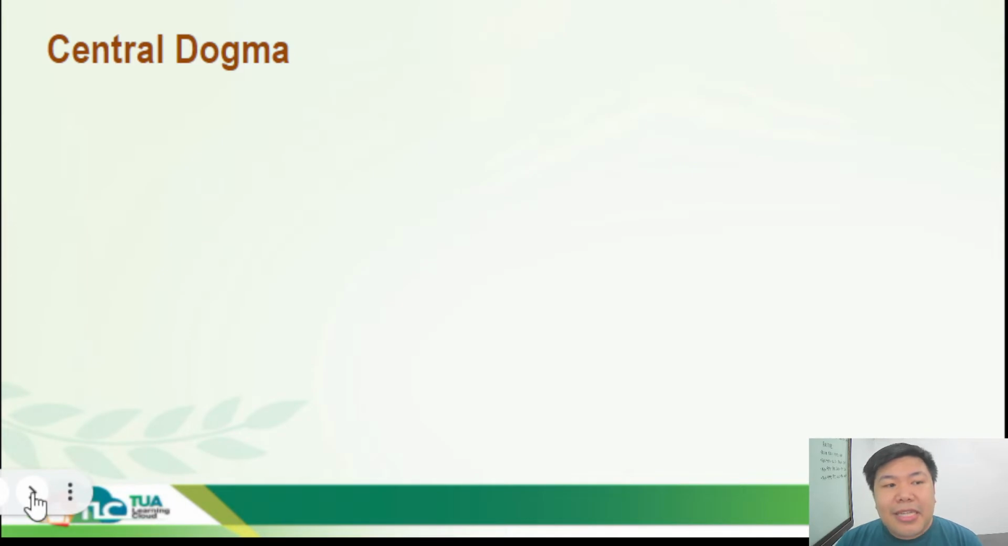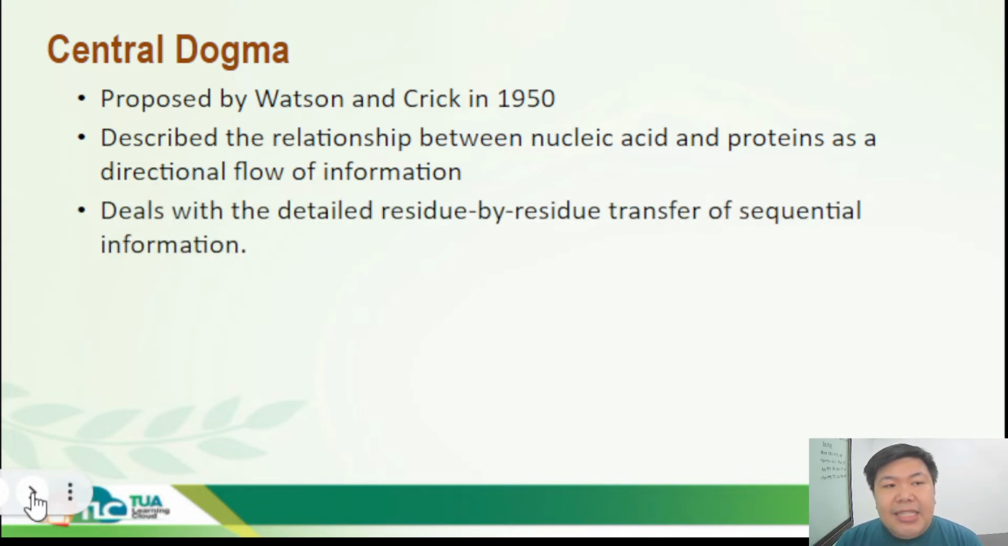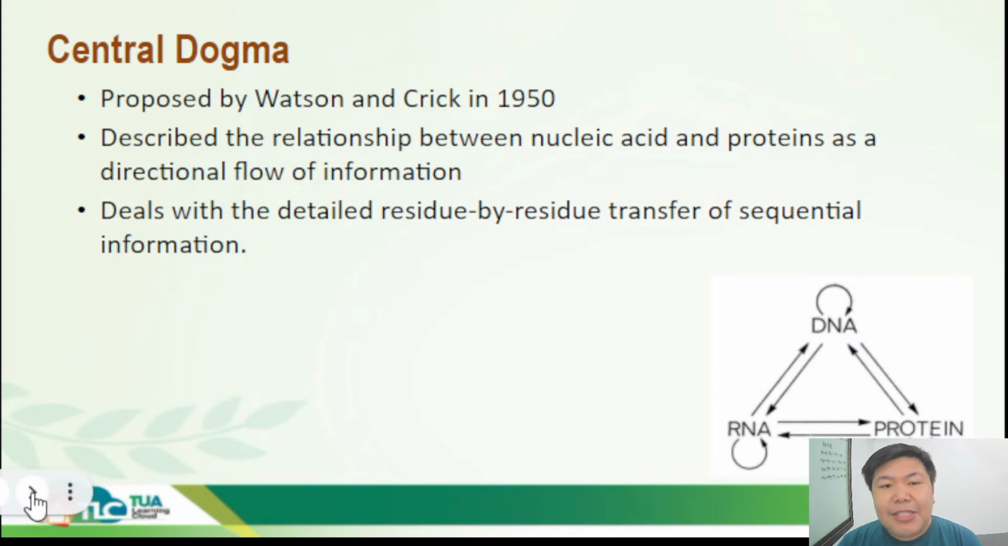When we talk about the central dogma, this was proposed by Watson and Crick in the year 1950. So immediately after they discovered the double helix model of the DNA, they then proposed the central dogma. According to these two innovators, they described the central dogma as the relationship between nucleic acids and proteins, and they described the directional flow of information. They even said that the central dogma deals with the detailed residue by residue transfer of sequential information. And this image right here perfectly sums up that description that they gave.